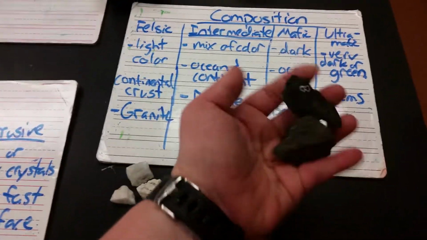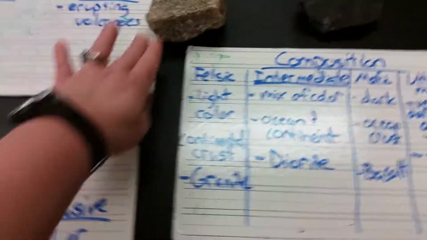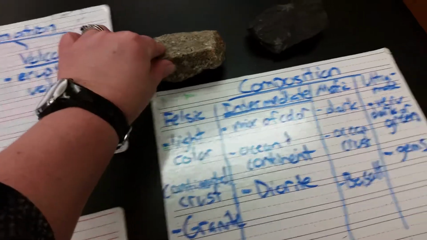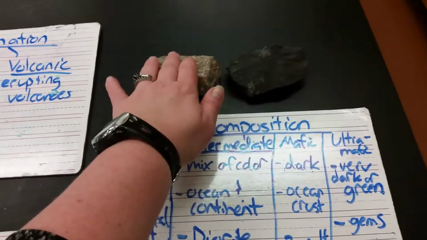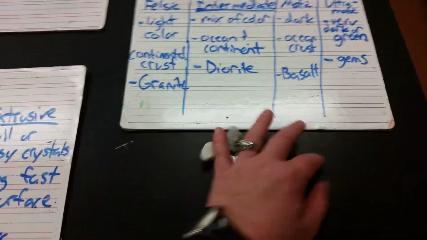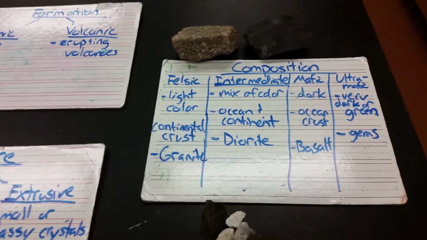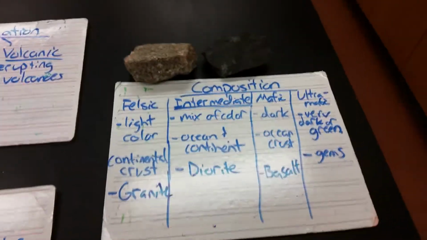So mafic form from dark minerals, and they form things like basalt. You have felsic are your lighter colored rock, and if we put them next to each other, you can definitely tell this is light felsic, dark mafic, and they form from light minerals. And if you mix them both together, you get intermediate, which is a mixture of the two. So keep that in mind about igneous rocks.